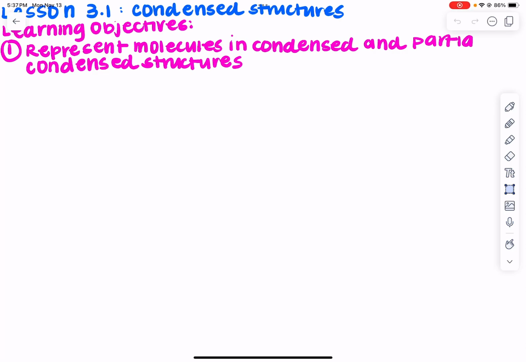Hey everyone, welcome to the first lesson of the new unit. This is going to focus on taking what we already know and making it a little bit more simplified, for lack of a better word. In order to start talking about what condensed structures mean, we've already kind of been doing it, but I really want to emphasize us getting used to this.